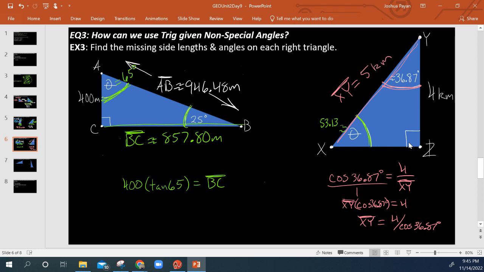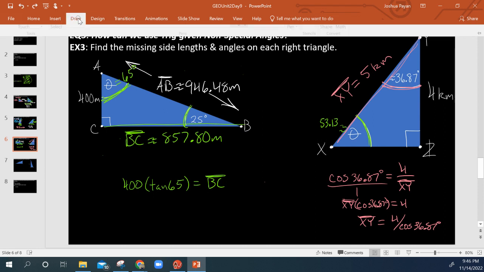Well, this awfully looks familiar, right? So remember, I always told you on 3, 4, 5 right triangles, the angles were always approximately 37 degrees, 36.87 to be a little bit more exact, and approximately 53 degrees, 53.13 to be a little bit more exact.